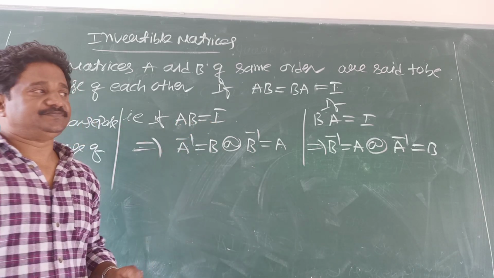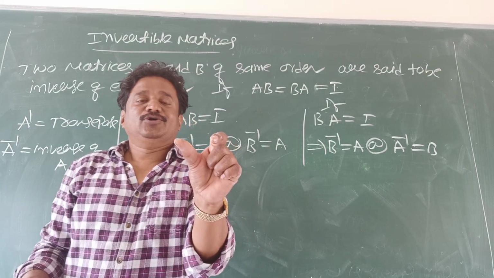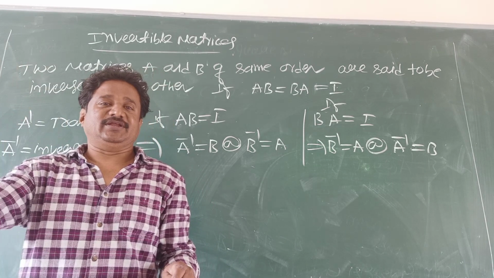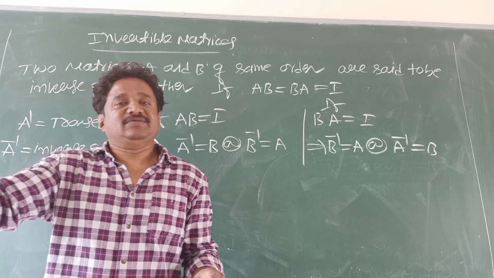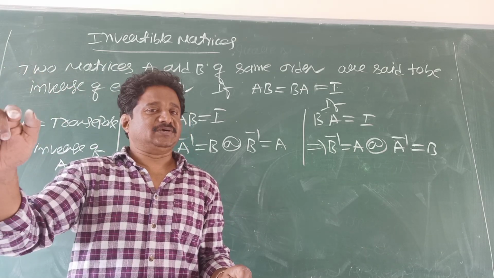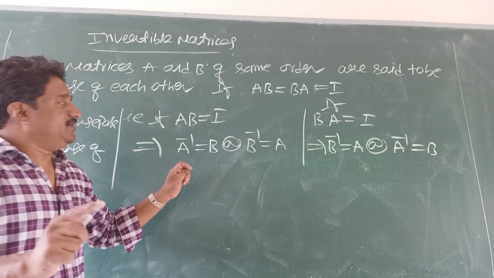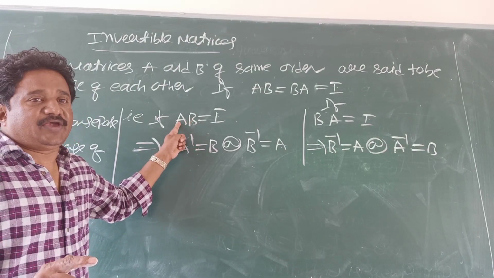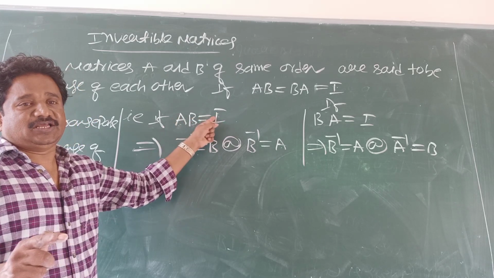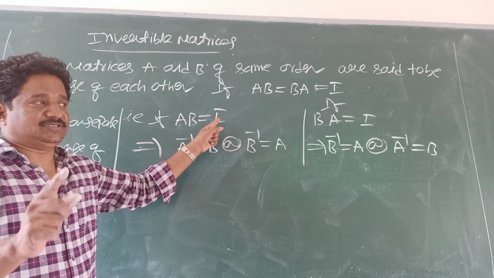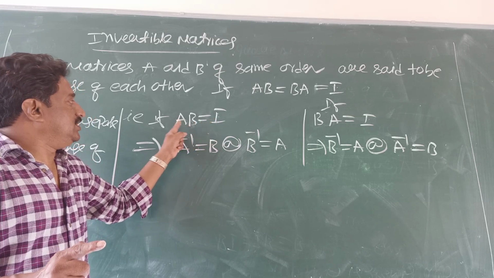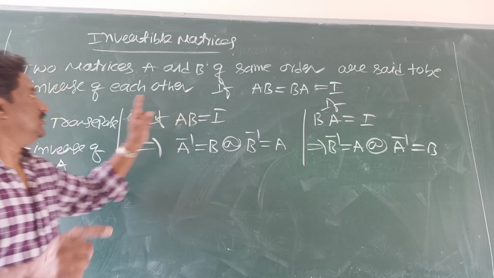I hope you understood that. If the product of two matrices is equal to the identity matrix, then we say one is the inverse of the other, and at the same time the other is the inverse of the first, and vice versa. When we say matrix B is inverse of A, then the product is I. I means identity matrix. If the product is identity matrix, then these two matrices are inverse of each other.